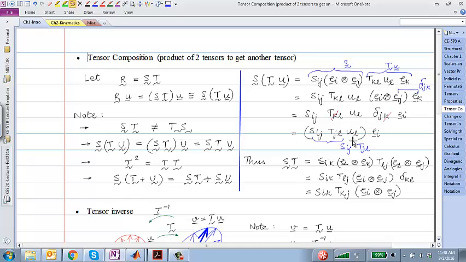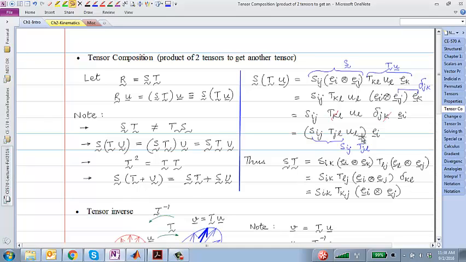So let me ask you this. In this parenthesis expression out here, how many indices are repeated, first of all?